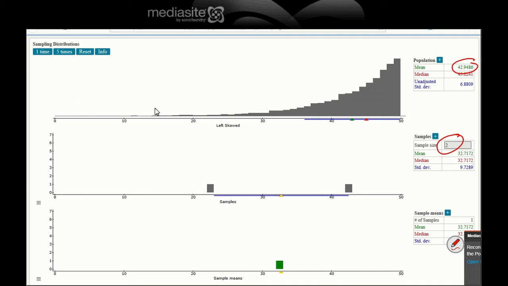Okay. So here is the population, and here are the two, sample size 2. Here are the 2 items that were picked out of the population, and these 2 samples average to, looks like, 32.7.